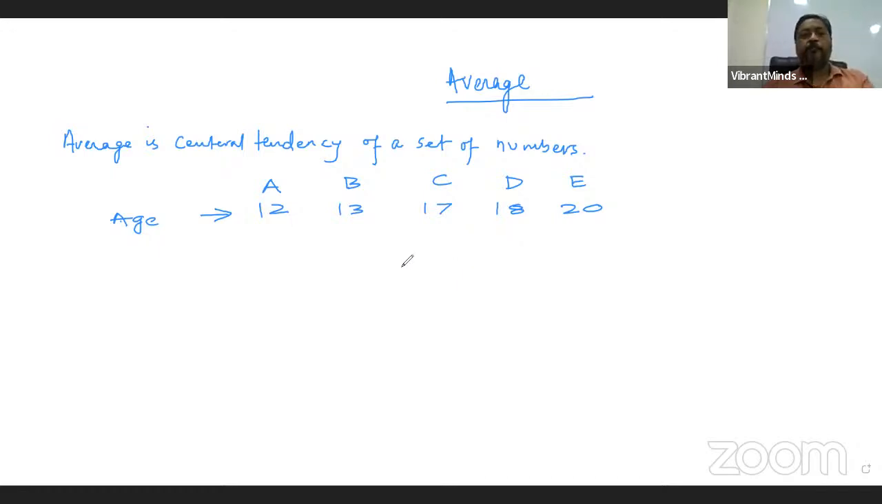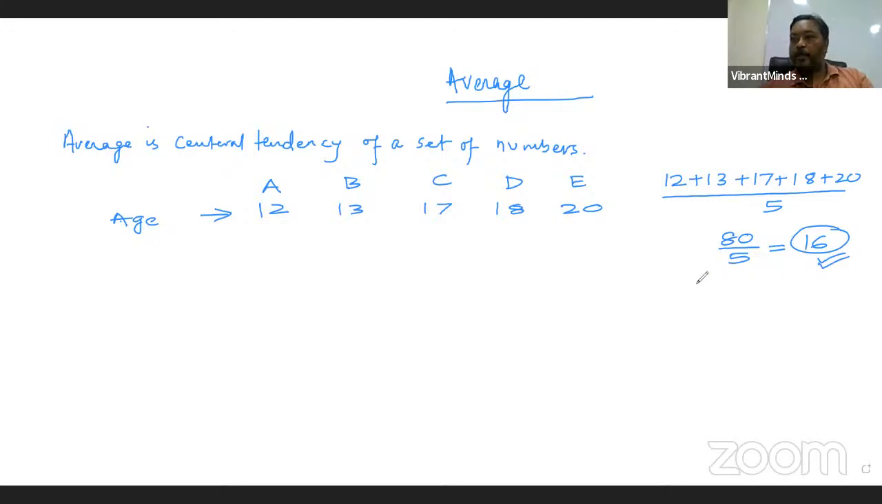Now understand. If I have to find out the average, how am I going to do it? So I will have to add all that. 12 plus 13 plus 17 plus 18 plus 20, and then divide by 5. So it will be 80 by 5, and the average we know is 16. Now this 16 is nothing but the central tendency.